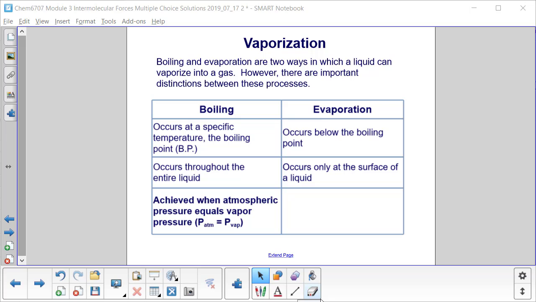Boiling and evaporation are two ways in which a liquid can vaporize into a gas. However, there are important distinctions between these processes. Evaporation occurs below the boiling point and only at the surface of the liquid, where it goes from liquid to gas. Boiling occurs at a specific temperature, the boiling point, and it occurs throughout the entire liquid. It is achieved when the pressure of the atmosphere equals the vapor pressure.